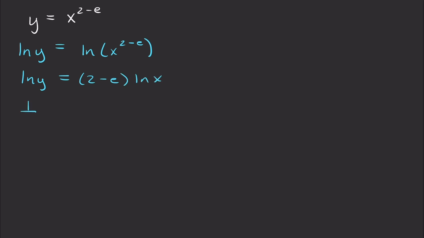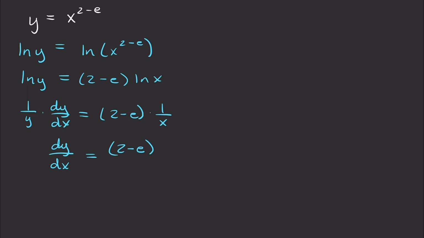And now if we take our derivative, we get 1 over y times dy/dx equals 2 minus e is just a number, so it comes out front. Derivative of natural log is 1 over x. And if we multiply by y to isolate dy/dx, we get 2 minus e over x, times our y, which is x to the 2 minus e.